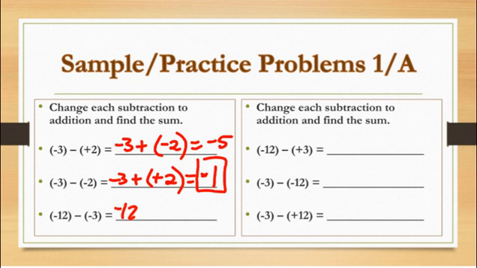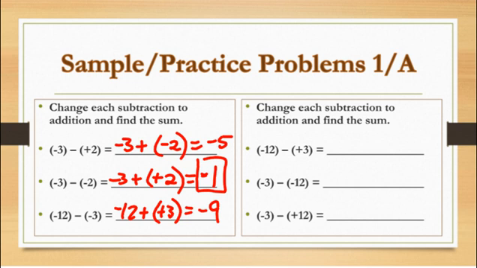Negative 12 plus the opposite of a negative 3, which is a positive 3. Signs are different, so I subtract the two. 12 minus 3 is 9. The absolute value of negative 12 is 12. The absolute value of 3 is 3. 12 is bigger, so I go with that sign, which would be a negative 9.